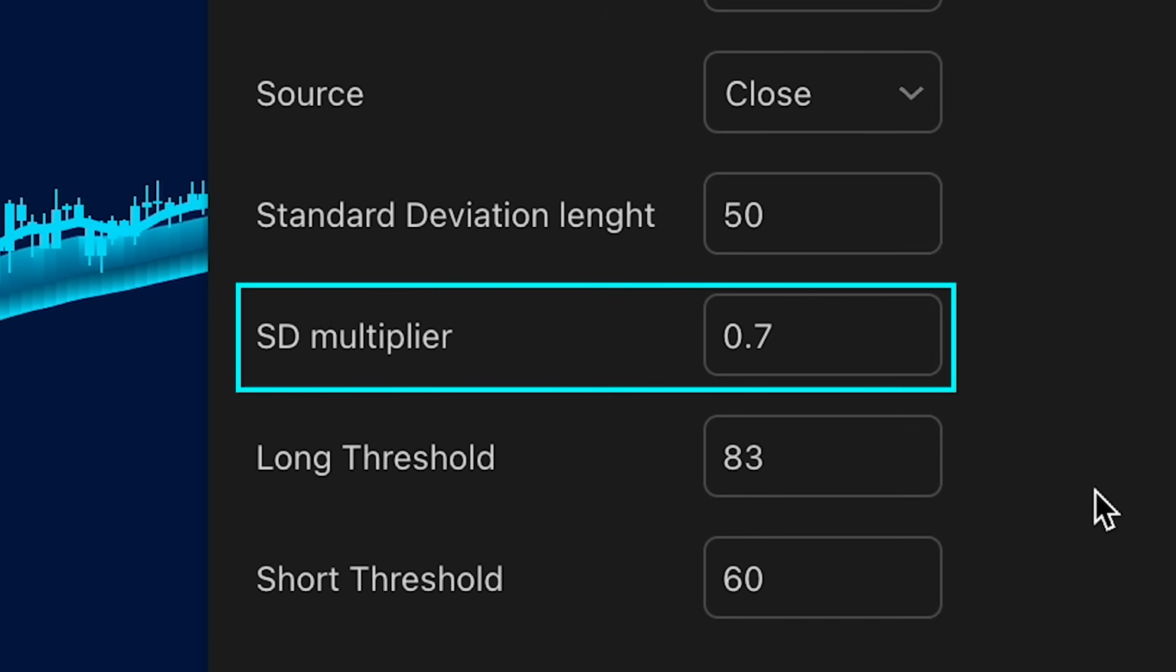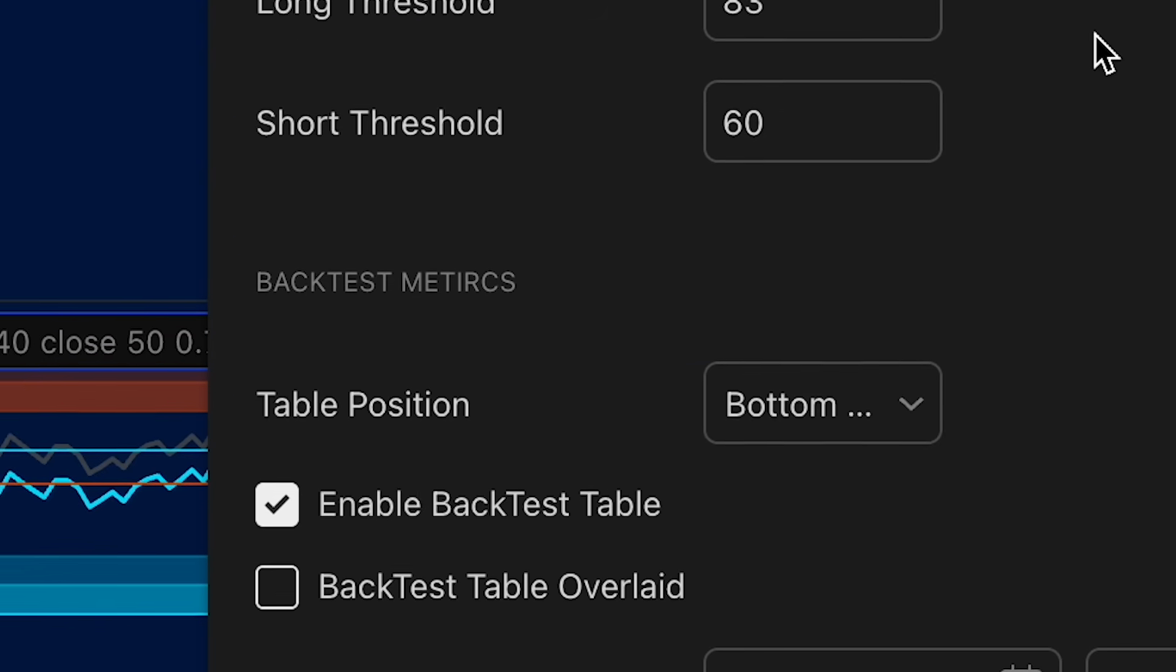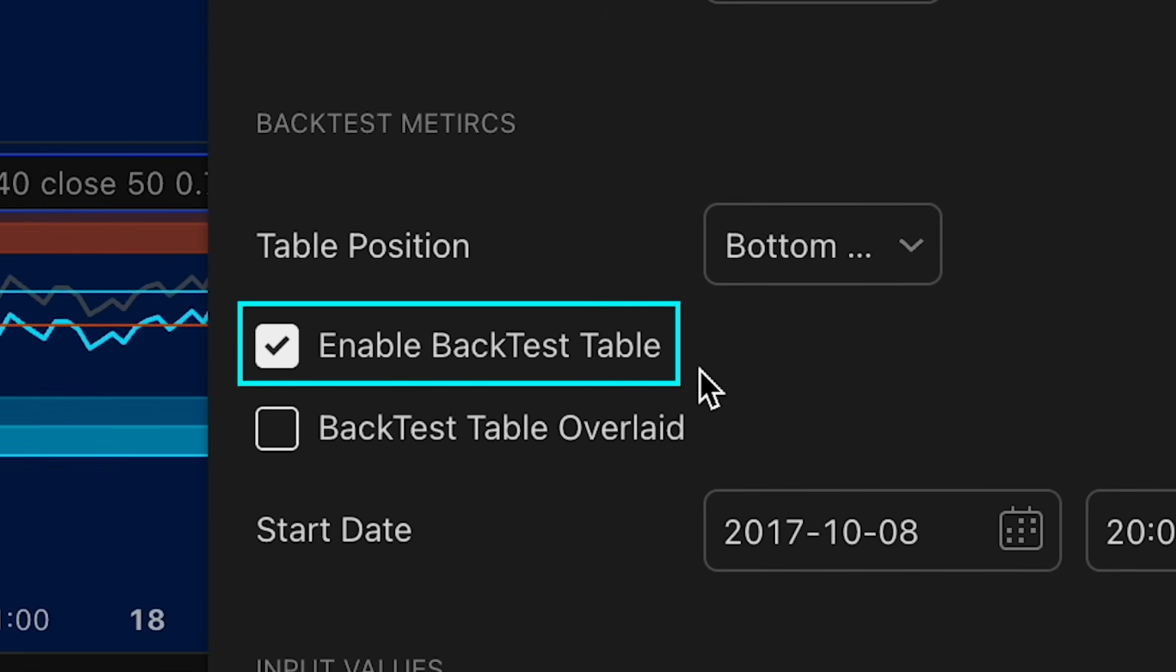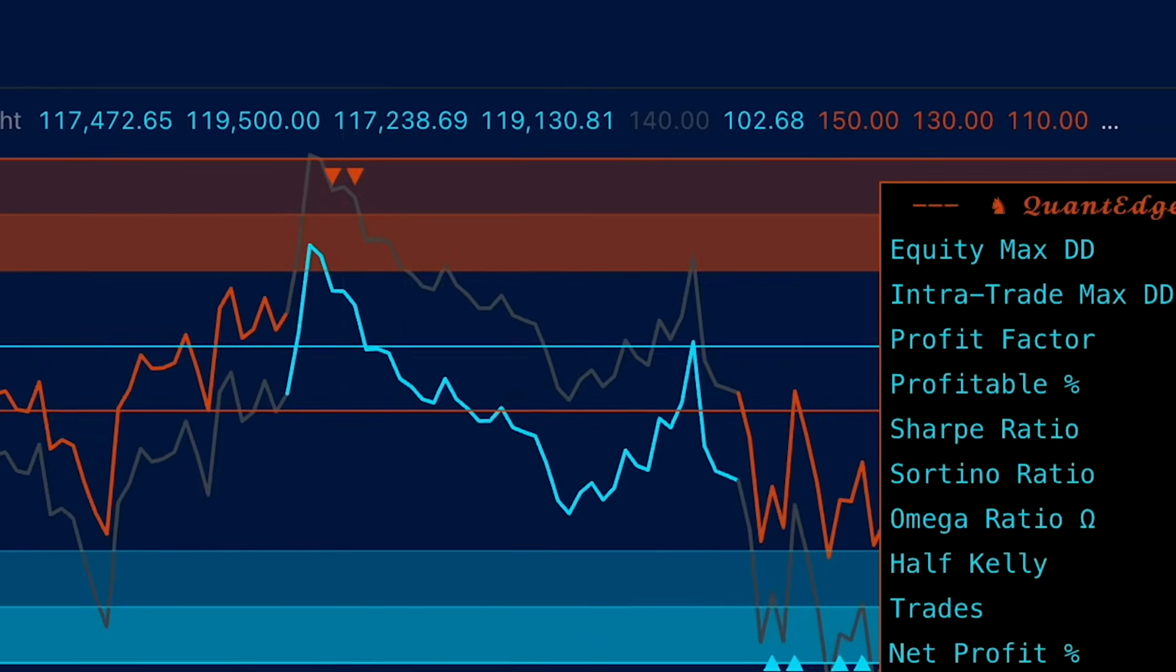Next, keep the SD multiplier at 0.7 to prevent false signals during choppy conditions. The long threshold should stay at 83, but set the short threshold at 60. Finally, enable the backtest mode to see historical performance metrics, like profit factor, win rate, and drawdown statistics, so you can validate the indicator's effectiveness.